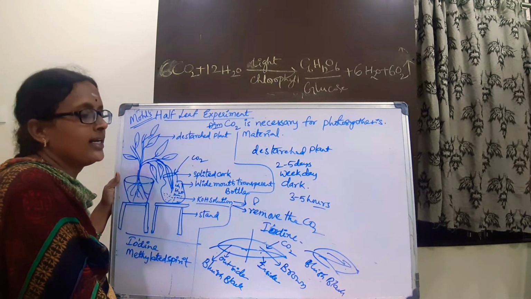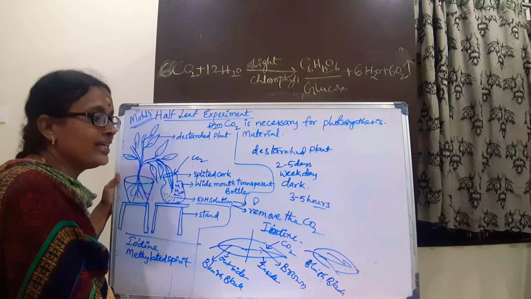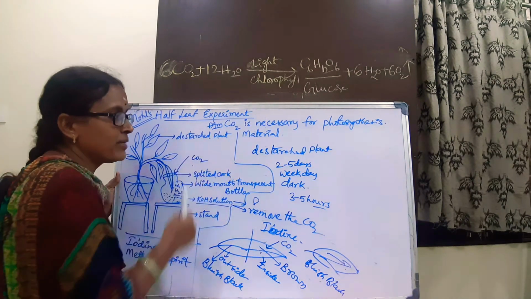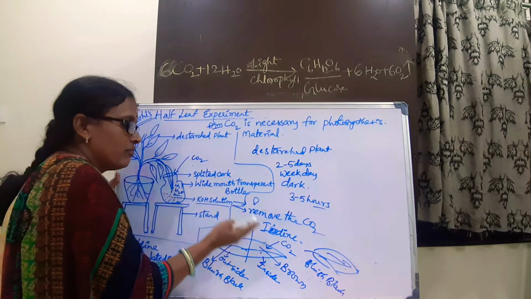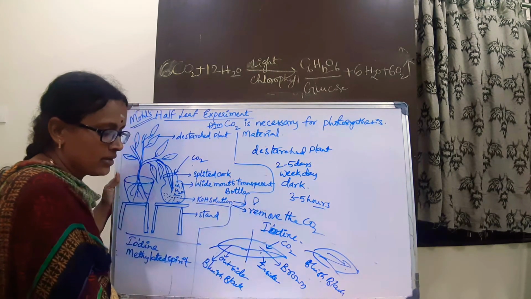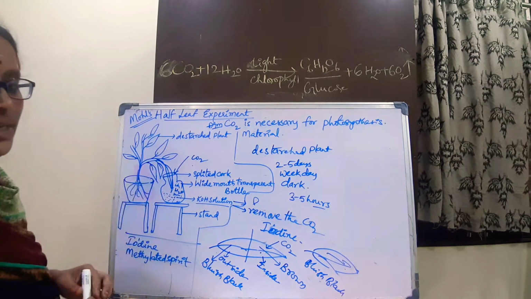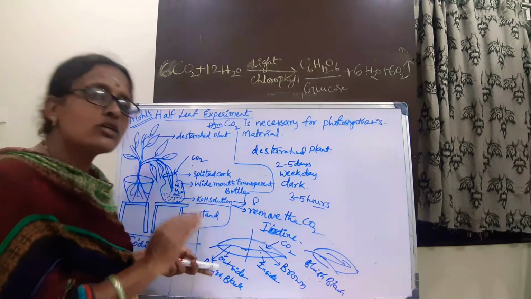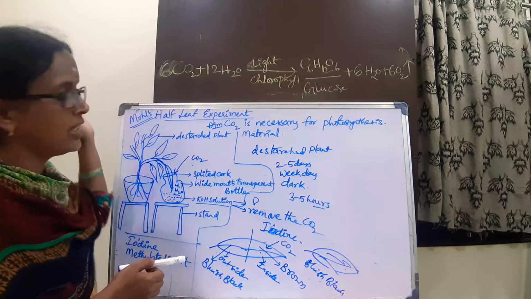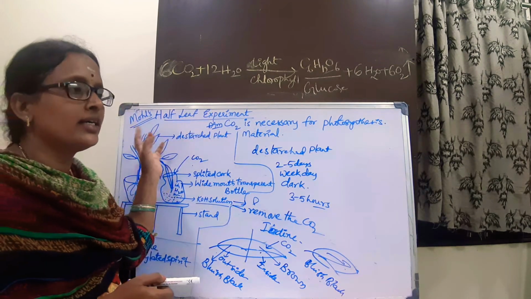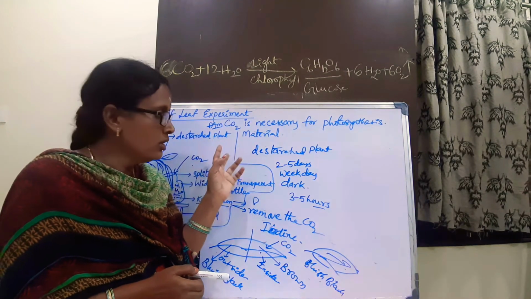If we do not destarch the plant, there is a chance that previously present starch may react with the iodine and give the bluish black color. To avoid that, we strictly destarch the plant. This is the half leaf experiment. This is done by Moll, so we can call it Moll's half leaf experiment. I hope you understood. Okay.